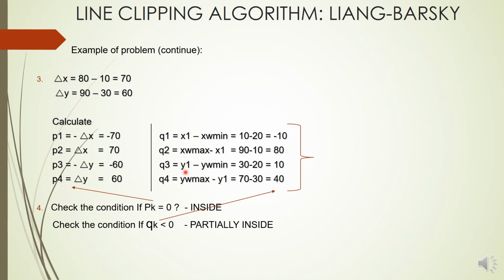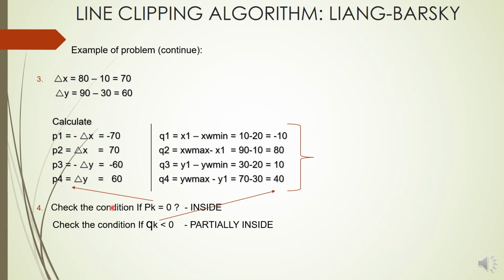All of these formulas we have discussed in the previous slide in the algorithm, so you can look back. And then after we calculate P1 and all the PK and QK parameters, what you need to do next is check the condition: is there any value of PK equal to 0? So you look into this answer, is there any PK value that's equal to 0? There is no 0 value inside this PK, so it shows that it is inside the clipping window.